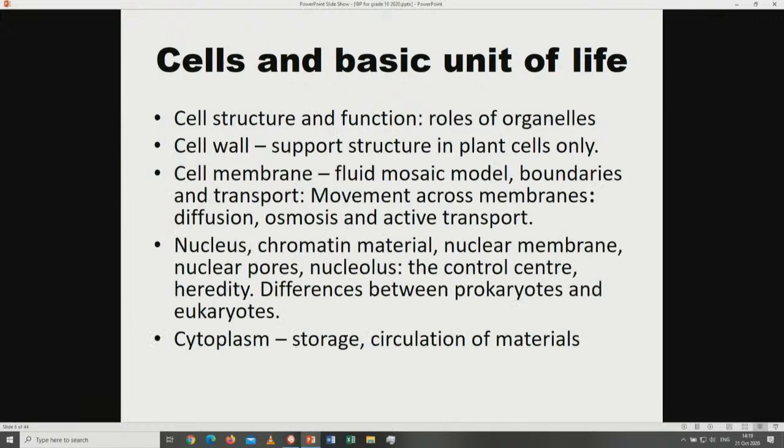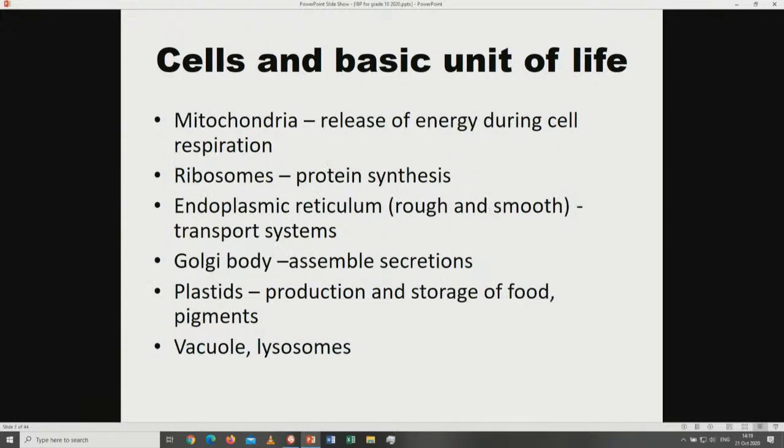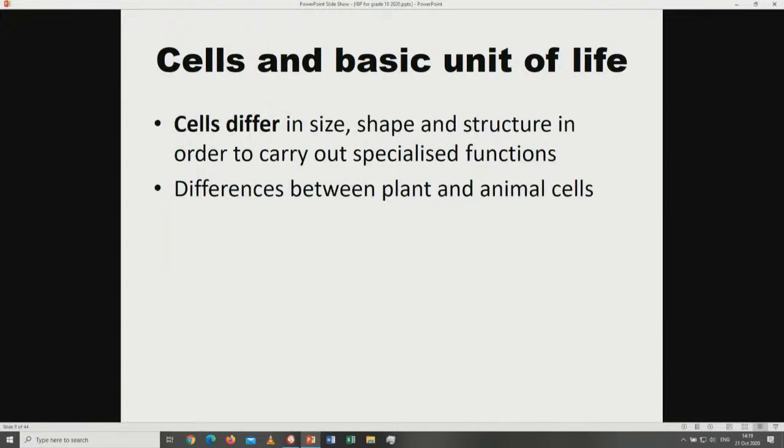We'll also be looking at an overview of microscopes, different parts or different organelles within the cell, and their roles in the cell, or what the functions of different organelles in the cell are. As we know, cells differ in size and shape and structure. Basically now we'll be looking at differences between plant and animal cells. We'll be tabulating the differences between the two.